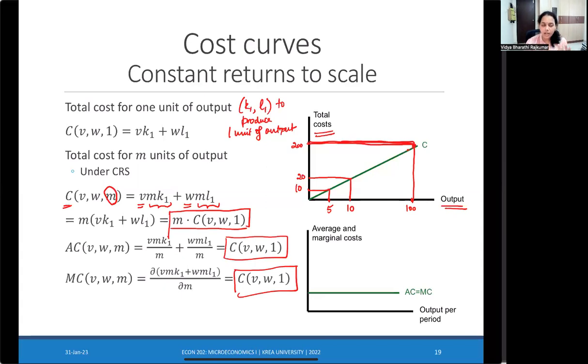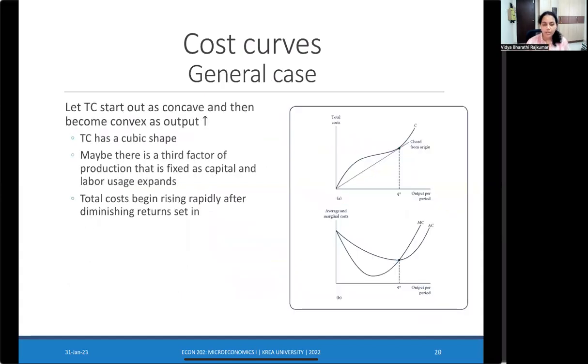But this is not a very realistic case. It's very unrealistic to find a company that will have constant returns to scale throughout its production process or the life of production. What is more realistic is that total cost functions will often start out like this. If you look at the top panel of your chart, you see that the total cost function initially increases at a decreasing rate, then has a plateau, and then starts increasing at an increasing rate.